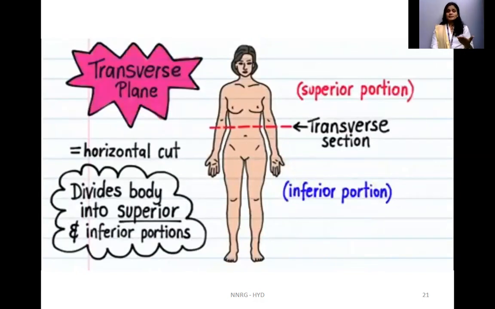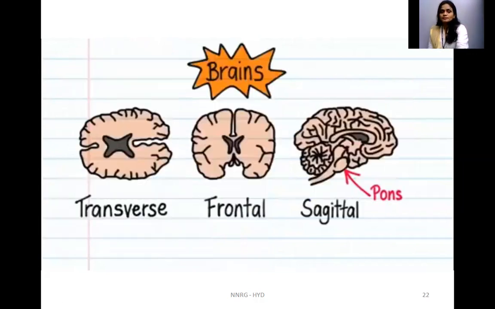Next, the third one comes: the transverse plane. What happens? You cut horizontally, exactly in the center, or you give a horizontal cut to the body or the organ, and that horizontal cut divides the body into superior and inferior. That is the transverse plane.